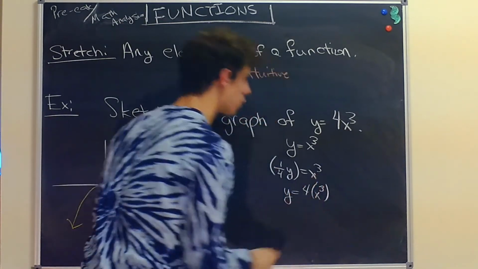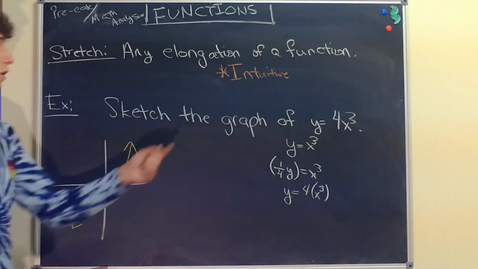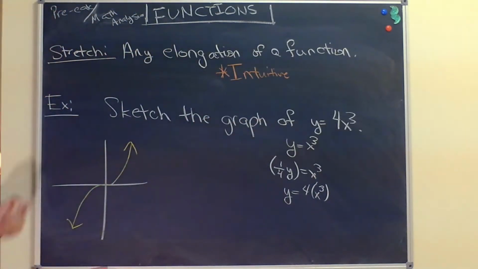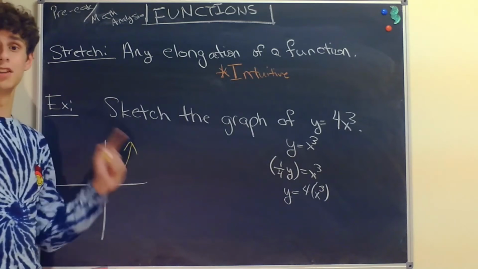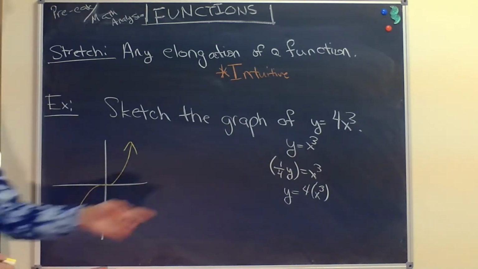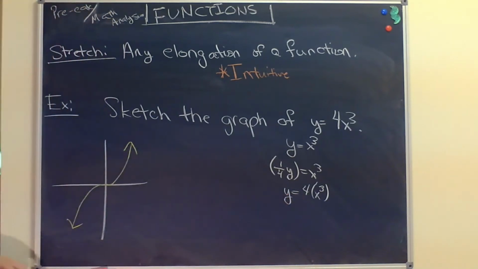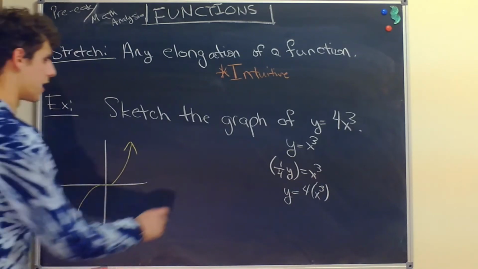So we actually have 4 times x cubed. That 4 is not being cubed up there. Okay, so as in the example before when we had 2 times the absolute value of x, this tells us that we want to stretch this function vertically. So let's go ahead and do that.